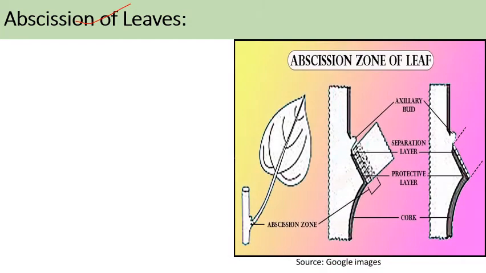Next is abscission of leaves, as we have discussed earlier during the classification of phytohormones. So ethylene and abscisic acid are growth inhibitory hormones. So it increases, or accelerates, the rate of abscission. So it helps in the formation of this abscission zone.